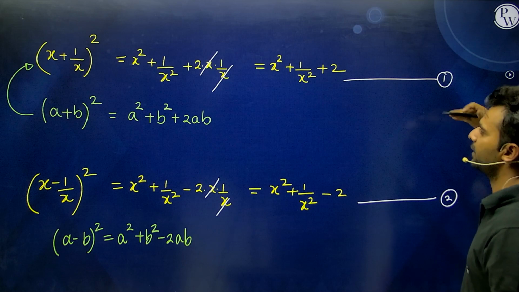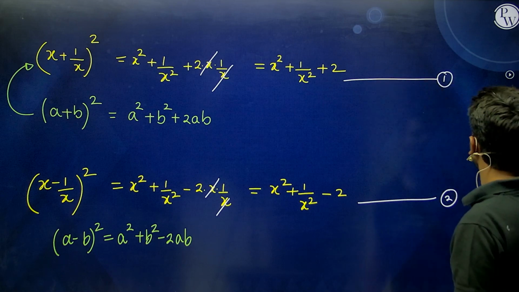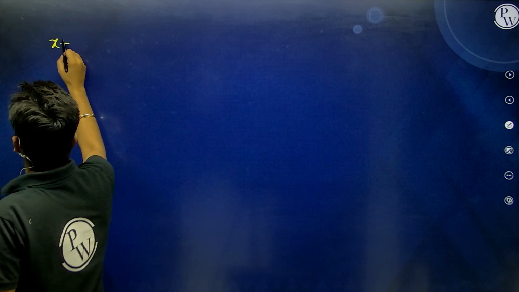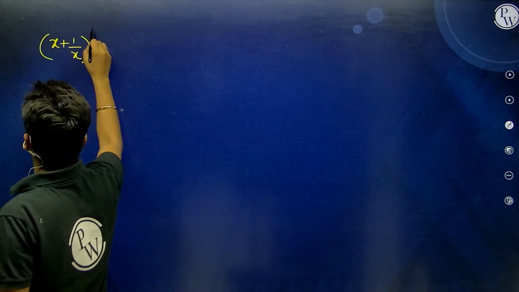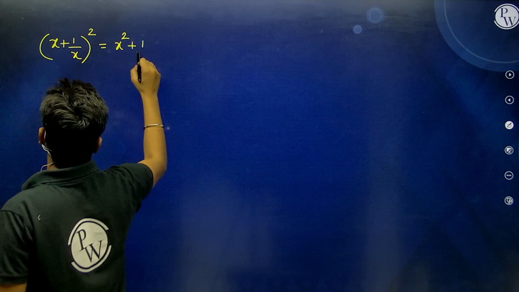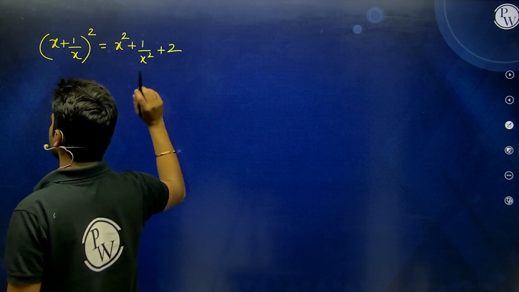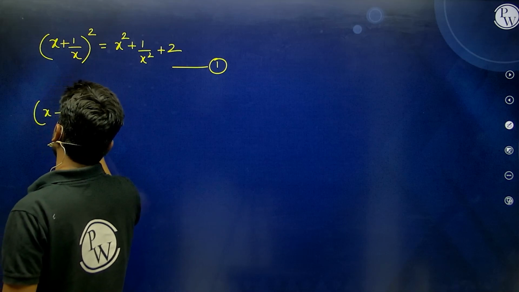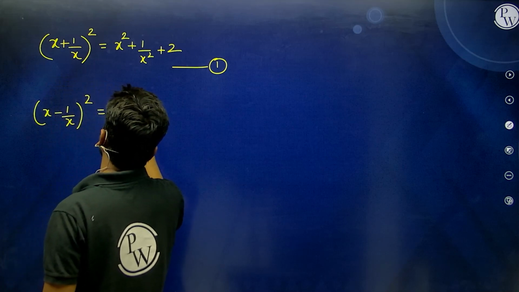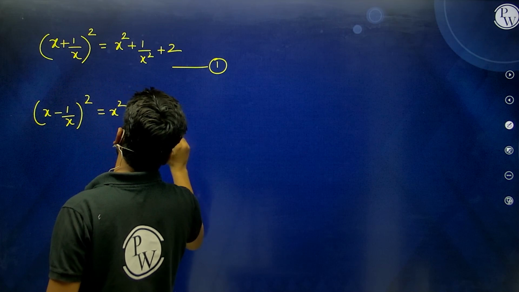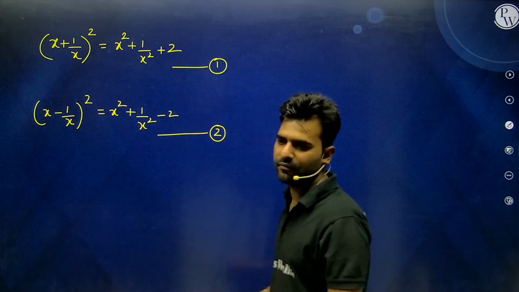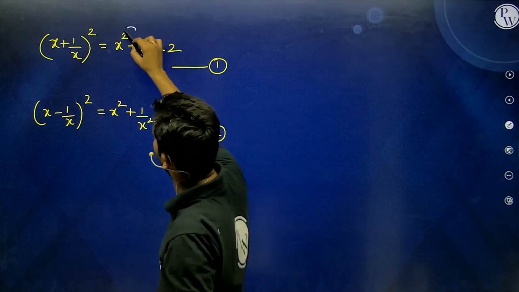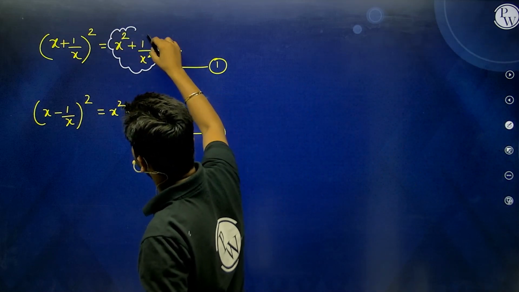Wait, where is it? Here it is. Okay, so what we have got so far is x plus 1 by x ka whole square can be written as x square plus 1 by x square plus 2. This was from 1. And this is what we have got from the second one, that this thing can be written as this. Yep, everyone? Okay. Now, if we see in these two equations, this portion is same, isn't it? This one.